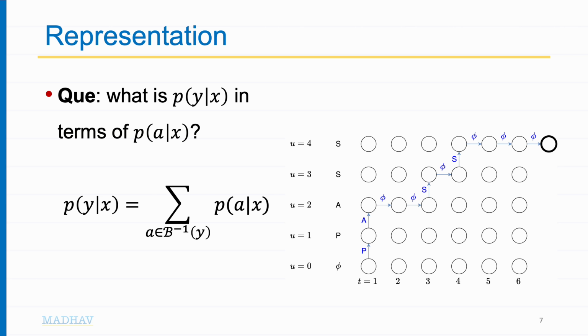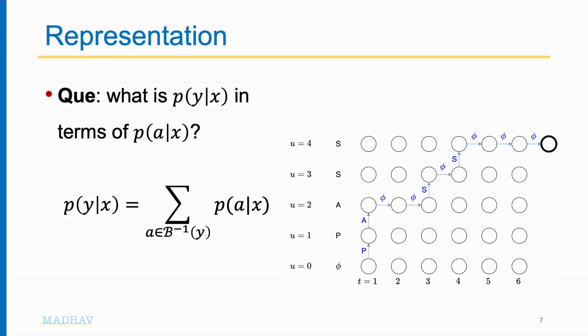So we discussed what is P of y given x in terms of P of a given x. So A is the path which starts at t equal to 0, u equal to 0. If I know the ground truth, just put your ground truth here. Let's say that's our ground truth. You start from this node and you end up in this node, which is right outside your capital T comma capital U node. And then you basically map all such paths to your label sequence or Y sequence.